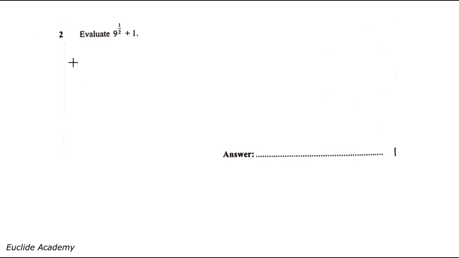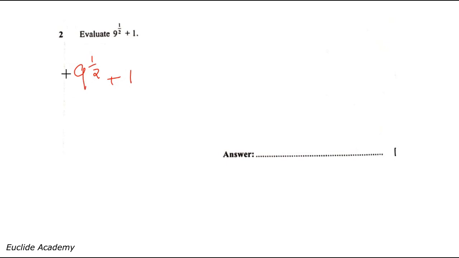Question 2 says 9 to the power half, or 1 over 2, plus 1. So basically what we're saying here is that we have to find the square root of 9, then to that you add 1.